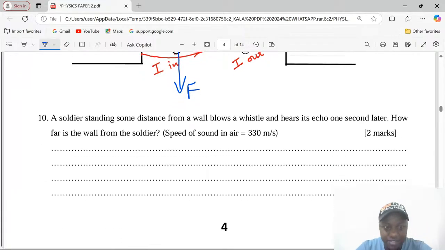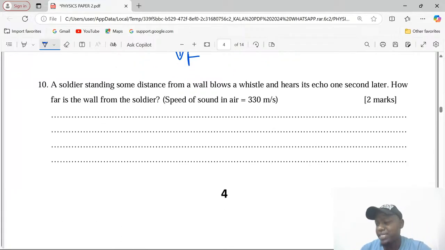Let's look at number 10, a good question, which says that a soldier standing some distance from a wall blows a whistle and hears its echo 1 second later. How far is the wall from the soldier? Speed of sound in air is 330 meters per second.